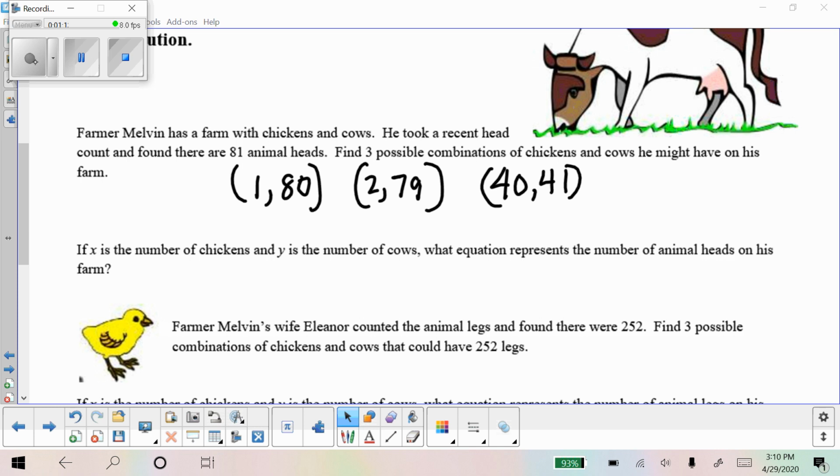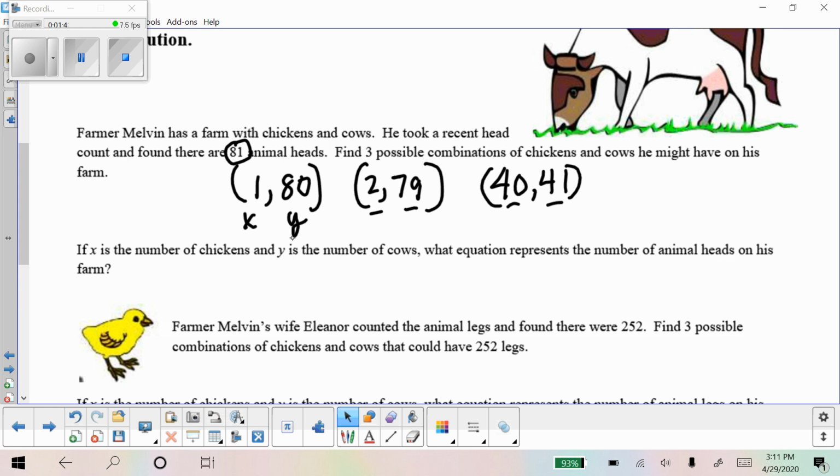All right, here's my answers. And I thought it'd be easier if I use an ordered pair to show my chickens and cows. So X is how many chickens I'm saying there is, and Y is how many cows. So if we have one chicken, then we would have 80 cows, because each chicken and each cow has one head. Or we could have two chickens, 79 cows, 40 chickens, 41 cows. I'm sure you came up with other possibilities. You can see that there's many possibilities.